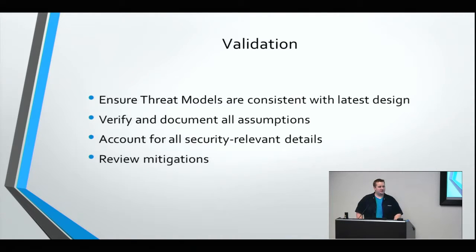When you do a threat model, you lay out a lot of assumptions. We assume that this server is under our control. We assume that this user will only do this. You have to go back and document those assumptions and verify that they're actually true. Make sure that you have accounted for all security relevant details. So basically just go back over the threat model one more time, see if there's any additional areas of vulnerability that you found. And review your mitigations to make sure that they're actually working as intended.